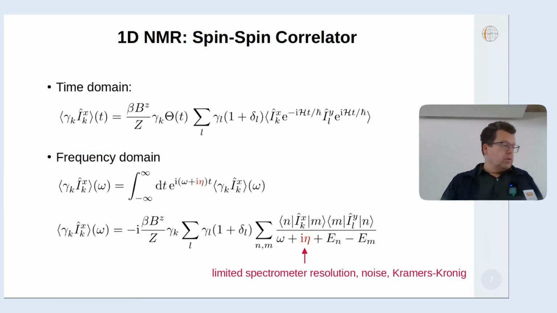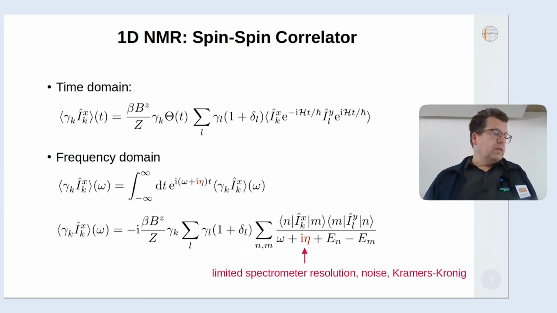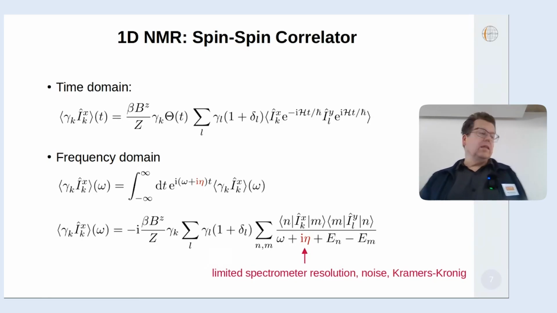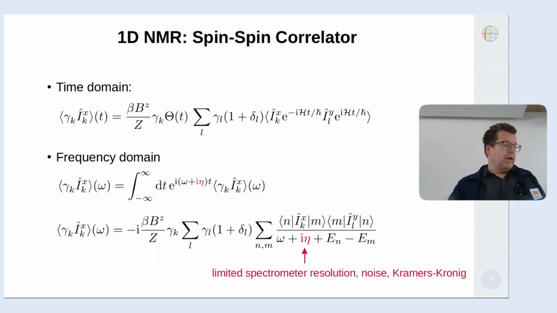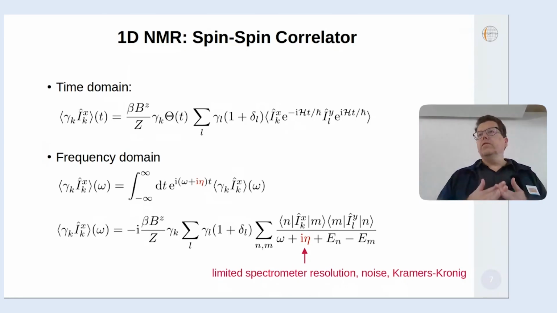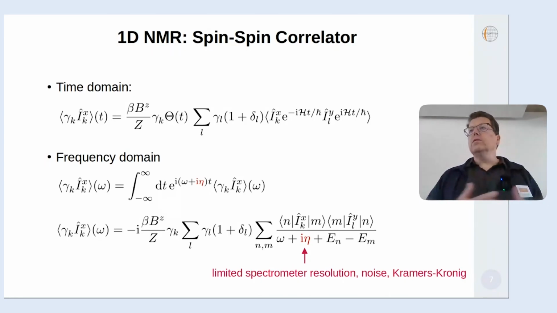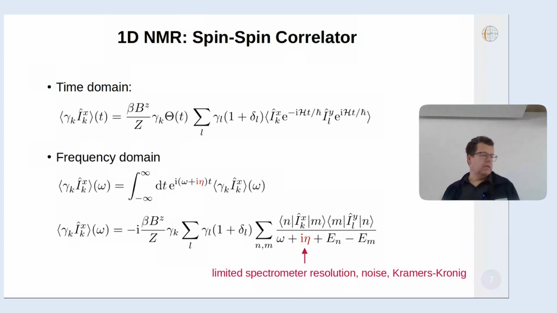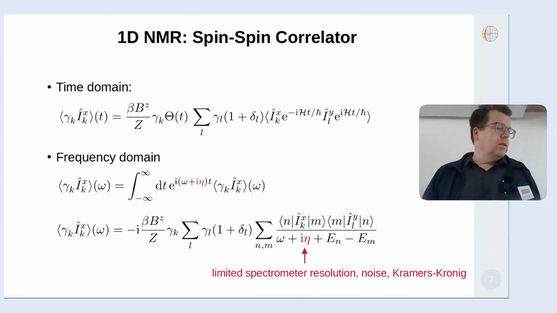A remark: everyone typically just skips over this eta as a convergence generating factor, but actually what it does is summarize everything we have from the limited spectrometer resolution, any noise we have in the system from the nuclei and especially from the solvent. That's all put into this simple eta. If you want to do it in a more rigorous way, you could also use a Lindblad equation. And you also need a Kramers-Kronig relation and a proper causal Green's function.